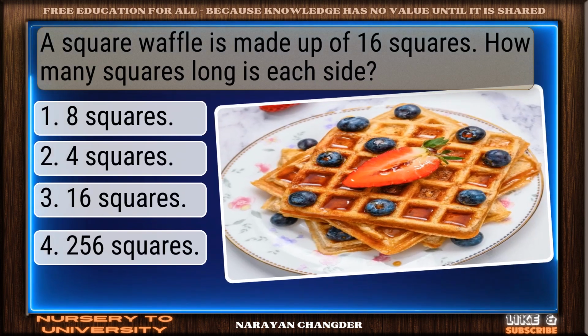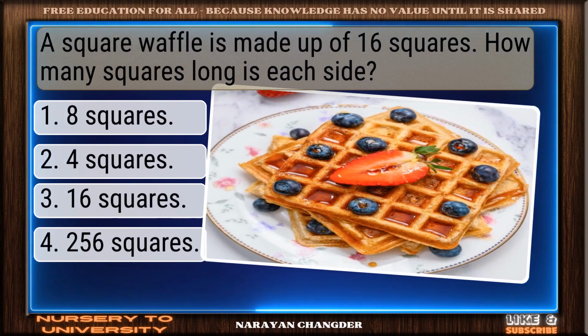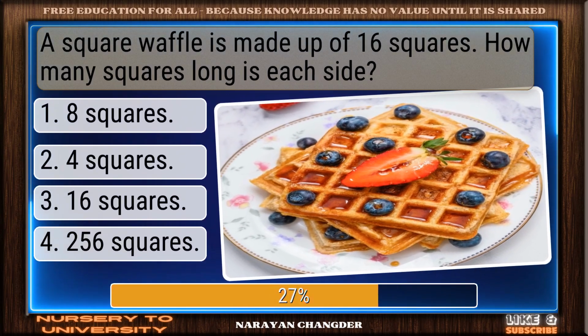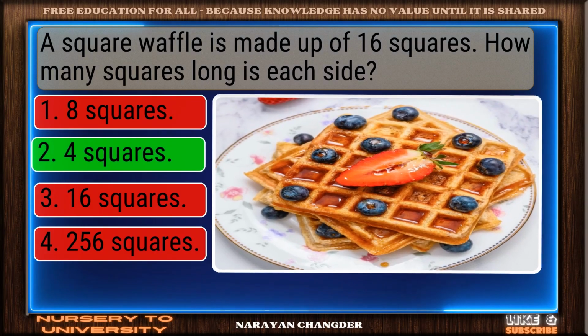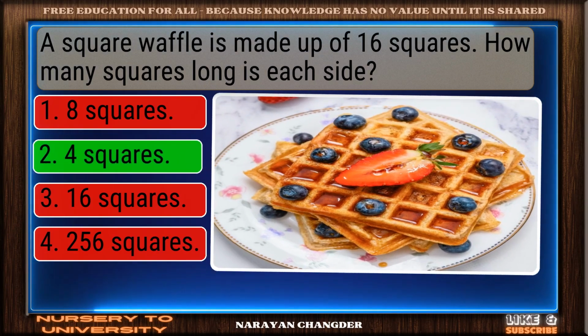A square waffle is made up of 16 squares. How many squares long is each side? Exactly. 4 squares makes sense, and it is right choice.